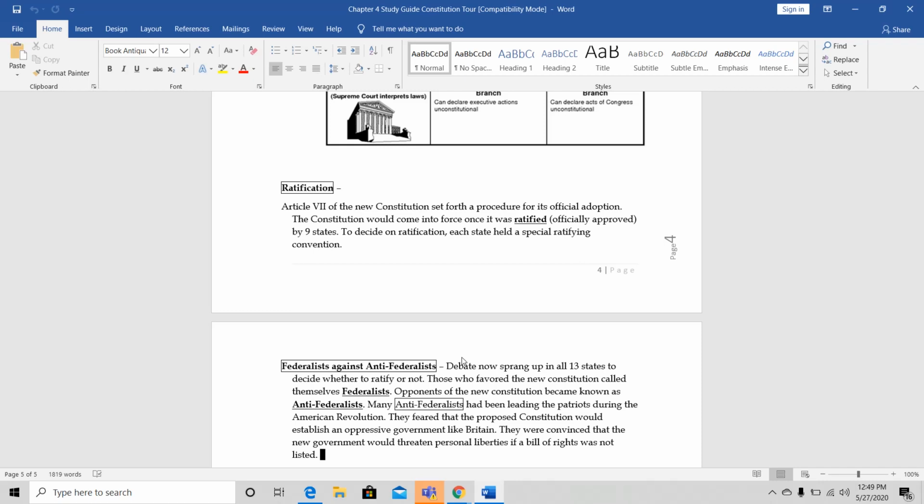I like that you didn't just include one of the examples, you included all of the branches. That's pretty cool. All right.